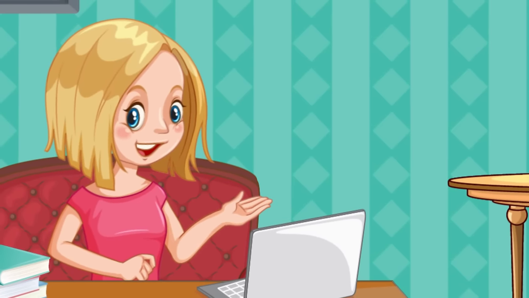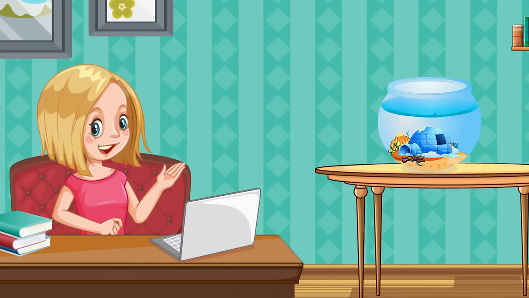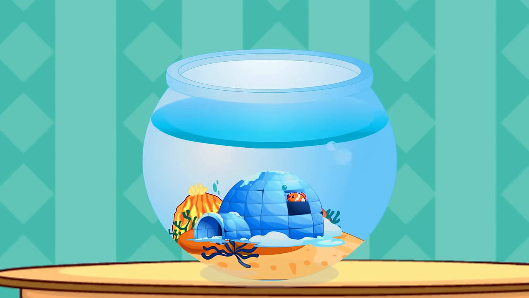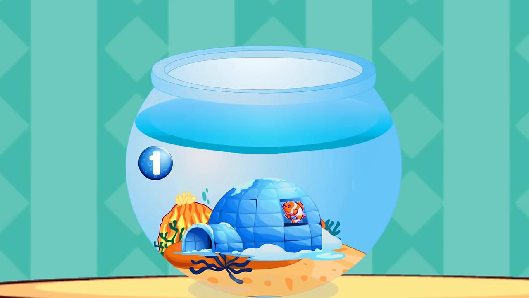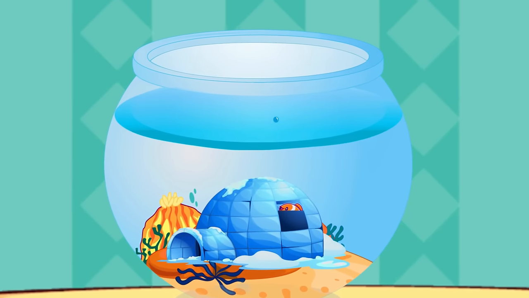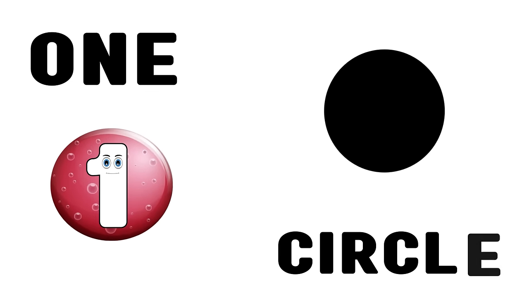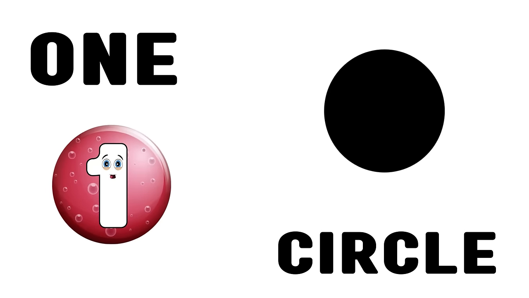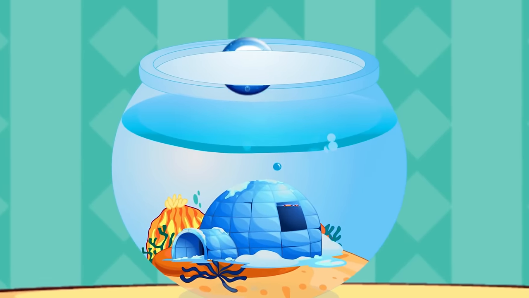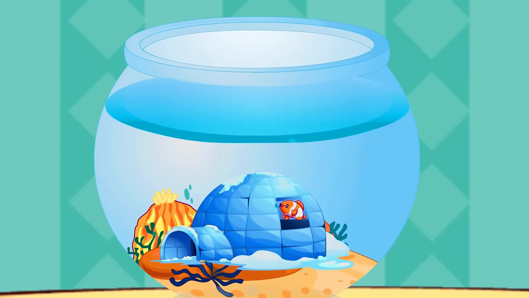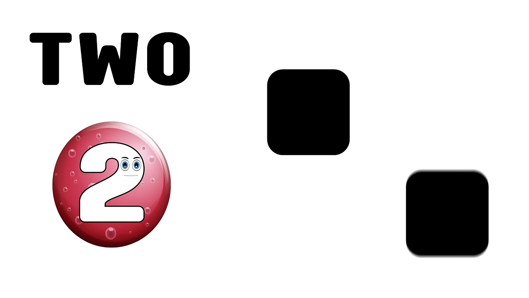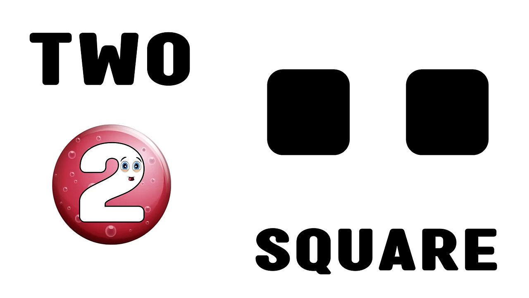Today we will learn numbers with shapes. One. O N E. One. Circle. One. Circle. Two. T W O. Two. Square. Two. Square.